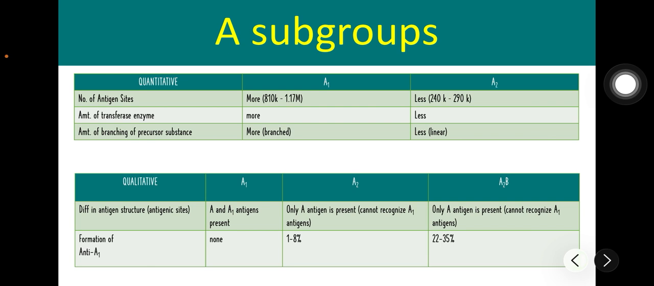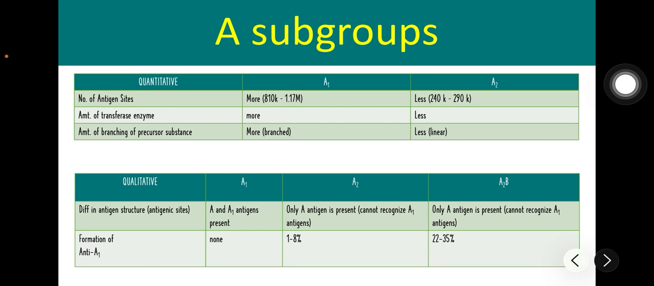So ABO subgroups are different versions of the group A or group B blood types that vary primarily in the number of antigen sites present on the red blood cell surface. So while most people are simply typed as group A, this category is actually a spectrum ranging from very strong antigen expression to nearly undetectable levels. So approximately 99% of all group A individuals fall into one of these two categories.